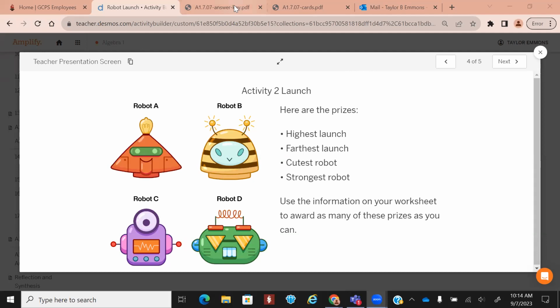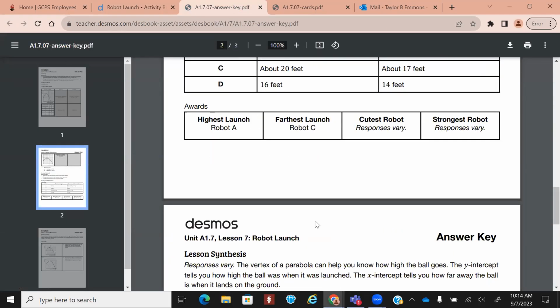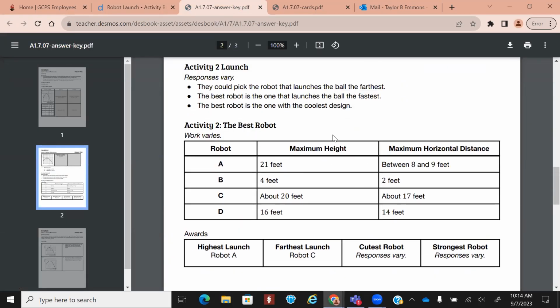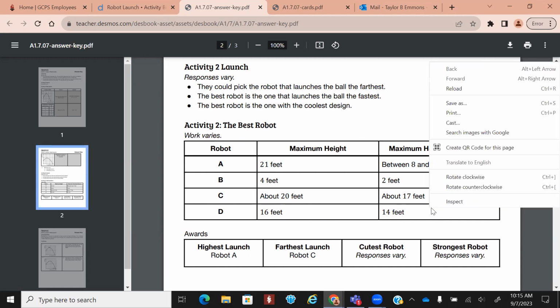So on here, you should have found out that the maximum height of robot A was 21 feet. Maximum height for B would be 4, maximum height for C would have been 20, and the maximum height for D would be 16. Now, maximum distance would be between 8 and 9 for the first one, 2 for the second, 17 for the third, and 14 for D.